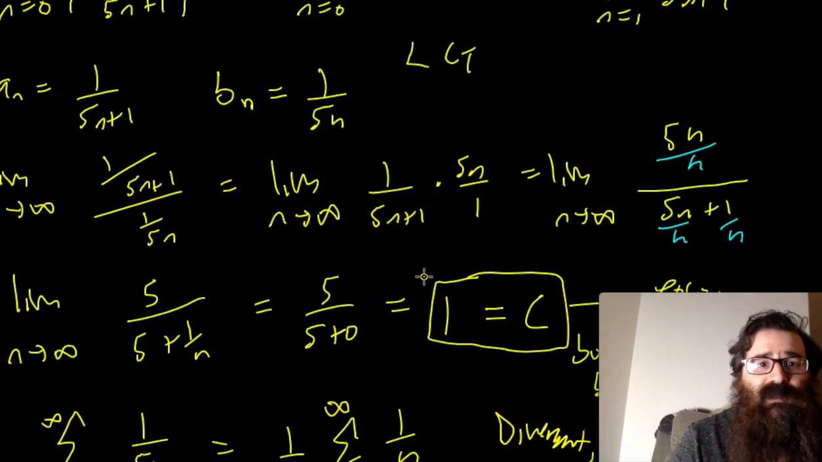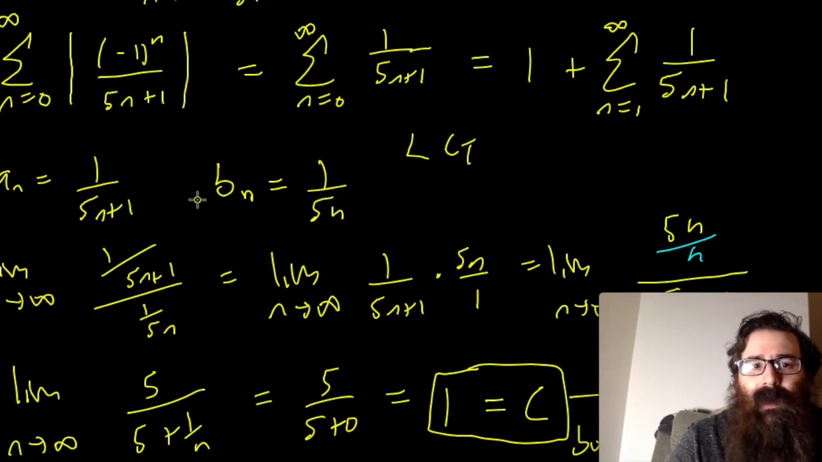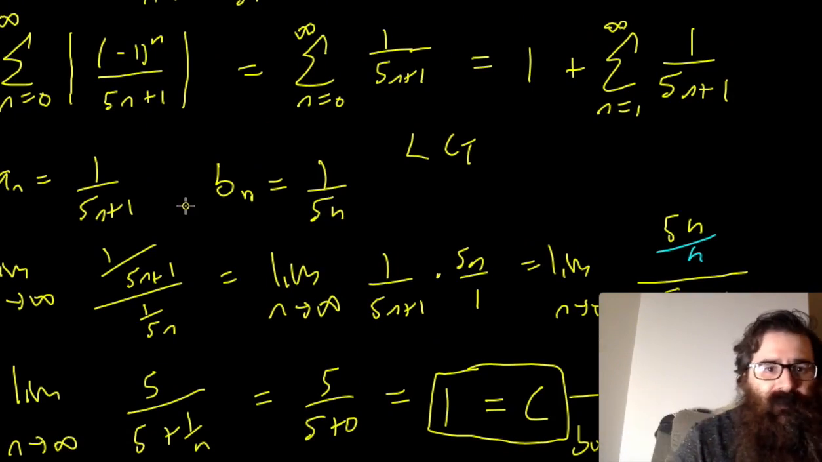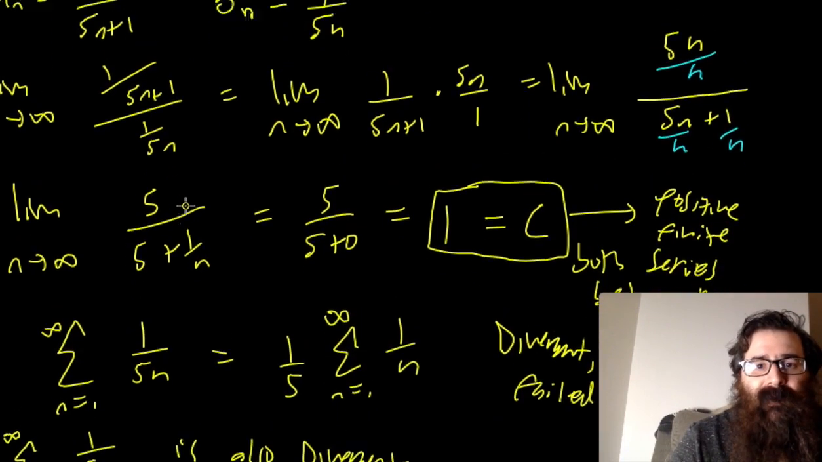I also want to mention that if you were to try the direct comparison test with these, you wouldn't be successful. It wouldn't work out the way we need the inequality to work out, which is kind of unfortunate because it is a bit of a quicker test. But this tells me all that I need to know.